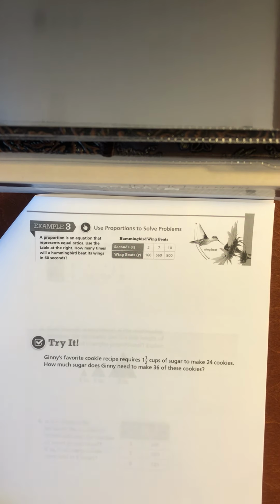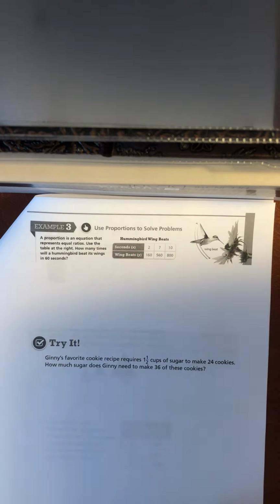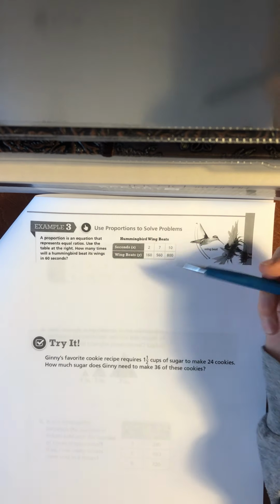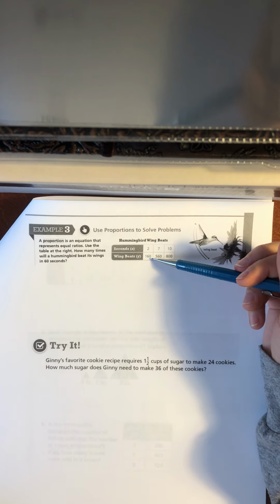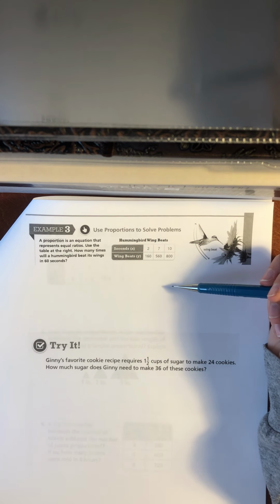Okay, a proportion is an equation that represents equal ratios. Use the table at the right. How many times will a hummingbird beat its wings in 60 seconds? Okay, so if you look at the table, it says that in 160 beats for 2 seconds, 560 for 7, and then 800 for 10.